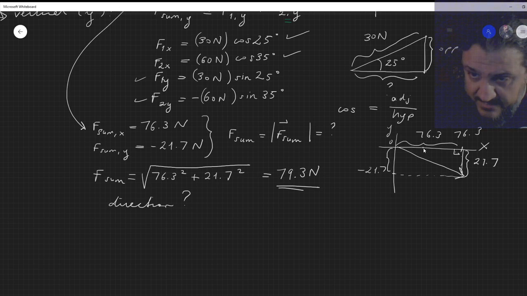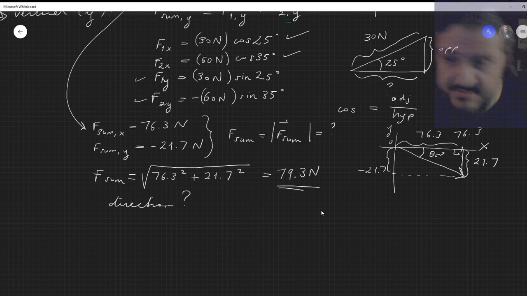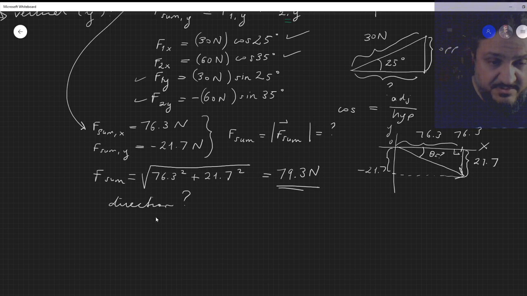Meaning this angle, right? This is supposed to be 14 degrees. Is it? Okay, so which trigonometric function do you want to use? You can use sine, cosine. We haven't used tangent yet, right? Let's use tangent.